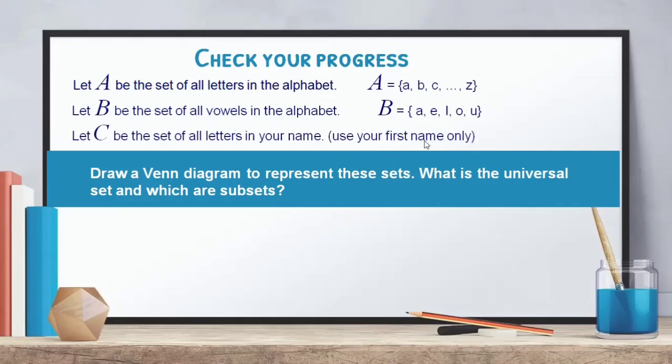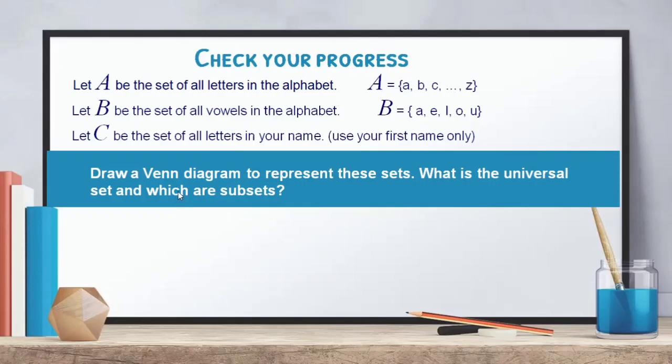So meaning you're going to use your first name only. So you have to have your personal name. So say, for example, in our set A, that would be set of all the letters in the alphabet from A to Z, okay? For our set B, these are the set of all the vowels that we have. So from A, E, I, O, U. And for your set C, that will be all the letters of your first name.